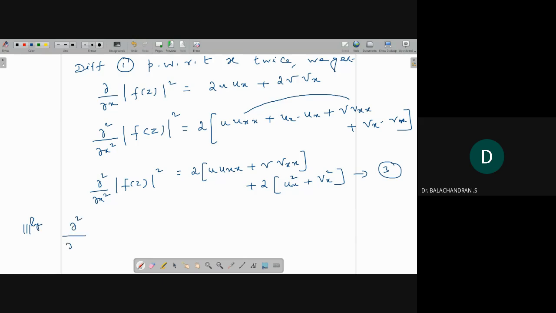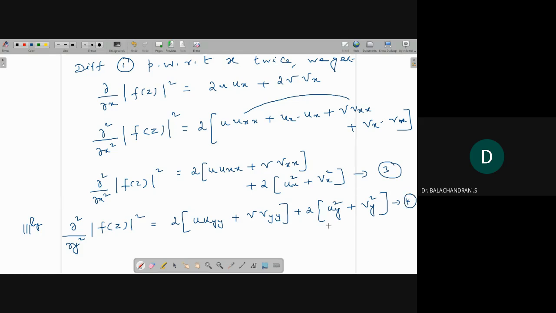Similarly, del square by del y square of mod f of z whole square equals, just replace x by y, you will get the answer. So u into uy plus v into vy, plus 2 into uy square plus vy square. I call this equation number 4.